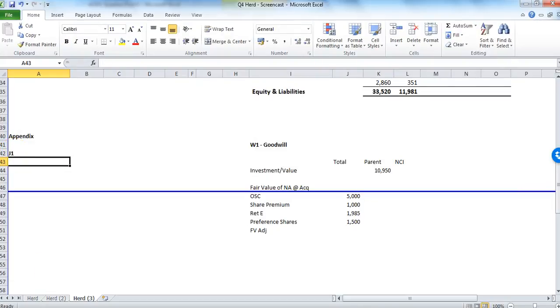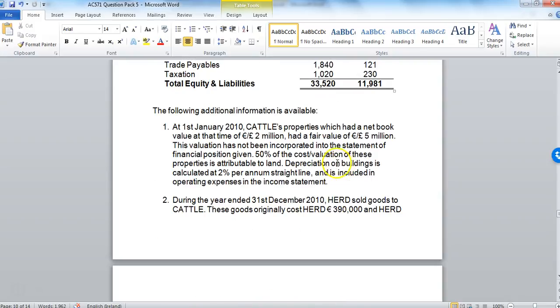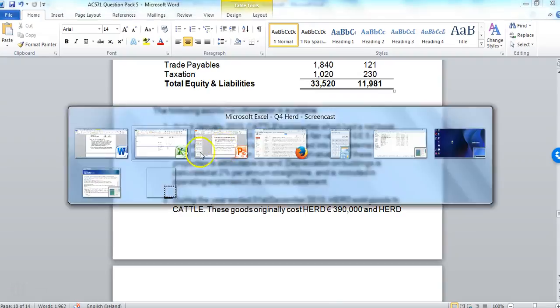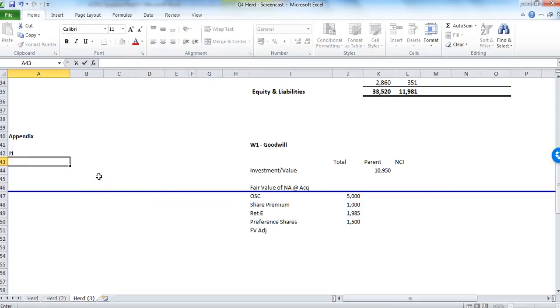So in this case we're told that the fair value of property was 3 million more than its book value. So you're going to debit PPE 3 million, and you're going to credit the goodwill working 3 million. So that's your fair value adjustment at acquisition. It's going to be 3 million.